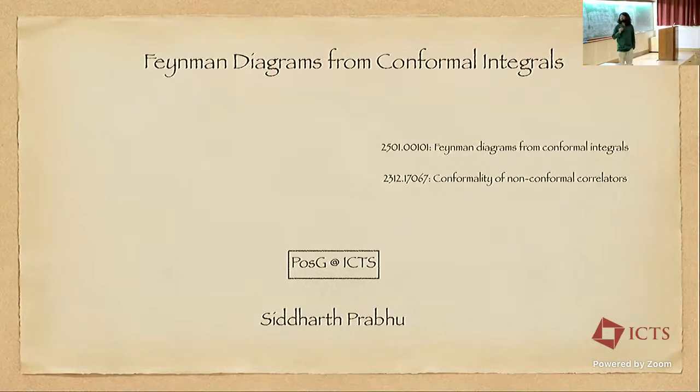So my talk is titled Feynman Diagrams from Conformal Integrals. The idea is that we'll be looking at Feynman diagrams, the usual Feynman diagrams in momentum space, and we'll be seeing how we can get them from conformal integrals, which one encounters in the study of conformal field theories when you're computing conformal blocks and correlators in conformal field theories and so on.